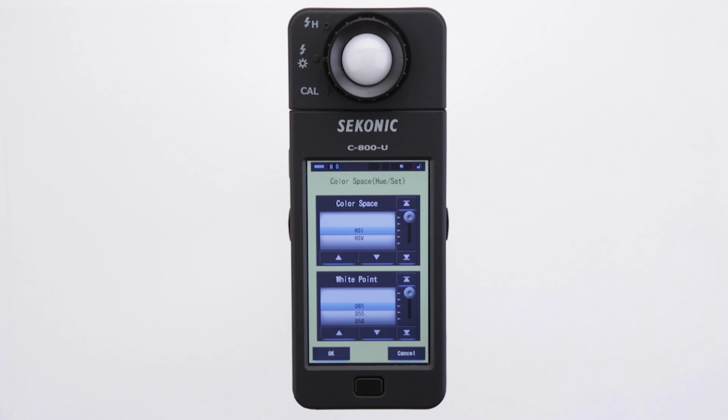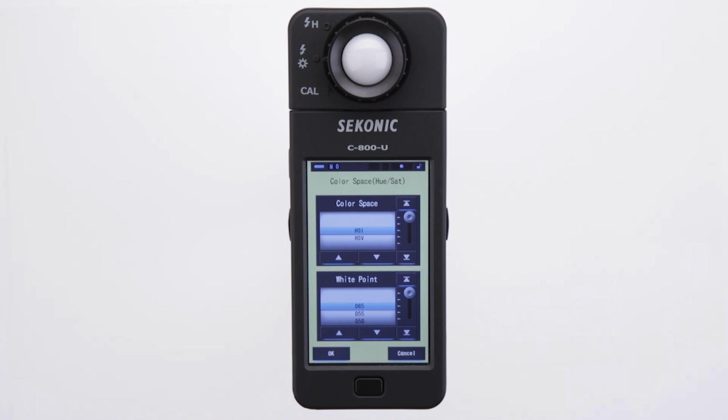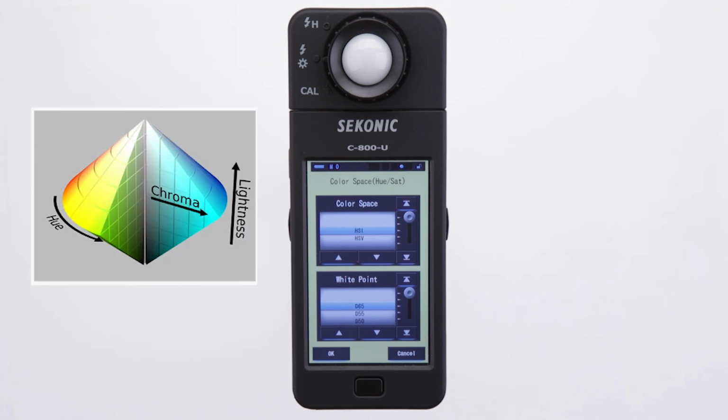In HSI, color space is an important color model because it represents colors similar to how the human eye senses color. It represents every color in three components: hue, H, saturation, S, and intensity, I. Represented here, a cone graph, hue is shown from 0 to 365 degree as an angular dimension to represent color.